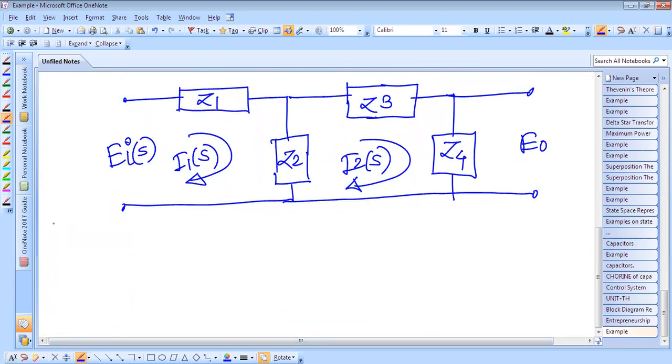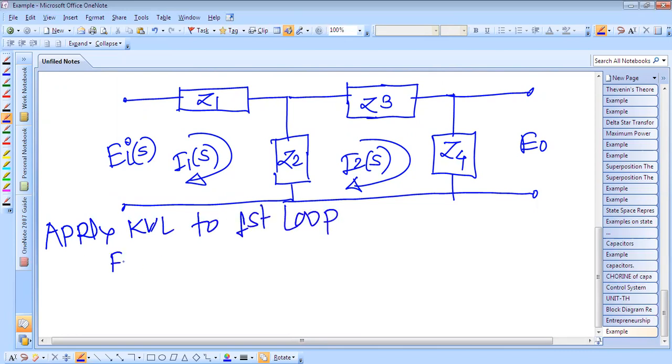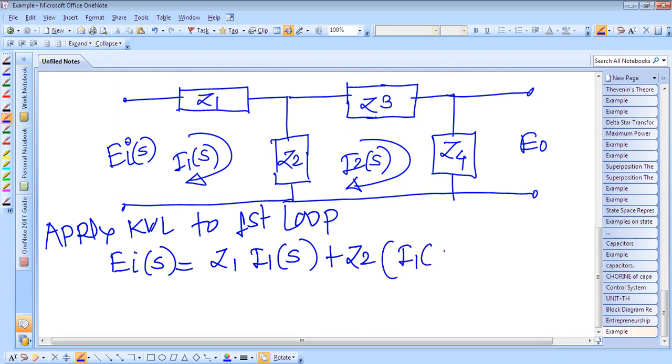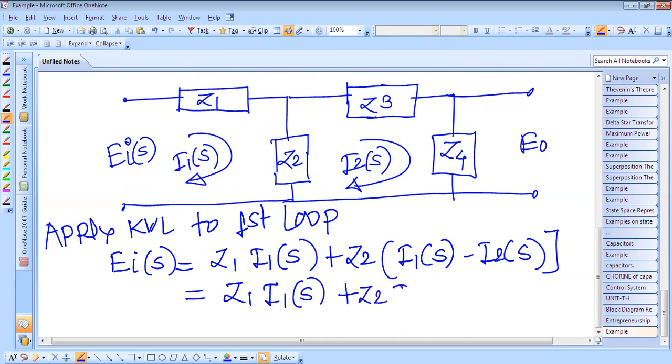So apply KVL to first loop. If we apply, then EI of S is equal to Z1 into I1 of S plus Z2 into I1 of S minus I2 of S. And if you solve this, it will become Z1 into I1 of S plus Z2 into I1 of S minus Z2 into I2 of S.